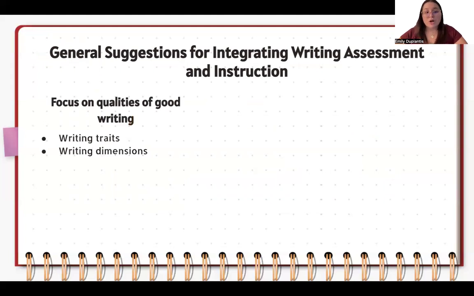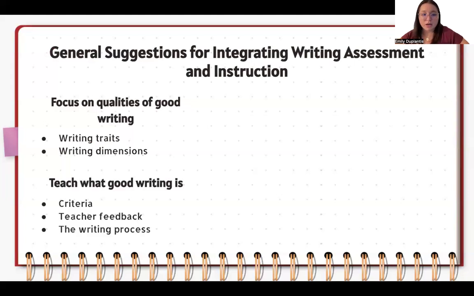Obviously, we need to focus on qualities of good writing. Now, how you word that is entirely up to you. Possibly it comes from your district or whatnot. But what are the writing traits or the writing dimensions? Are you teaching what good writing is, right? Are you teaching them what those traits and dimensions are? Are you teaching them the criteria? Are you giving them feedback? If the student doesn't know what they did wrong, how are they going to fix it?